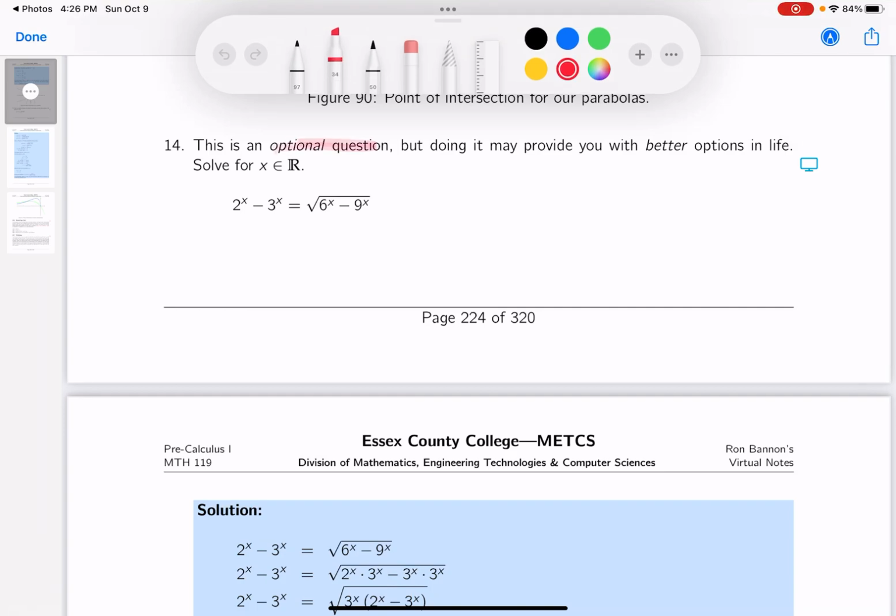Again, another optional question. And again, doing optional questions will give you better options in life.